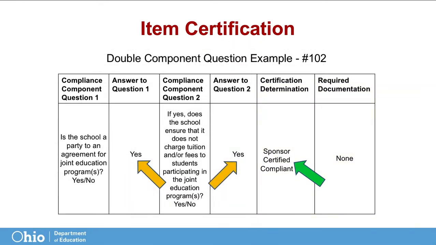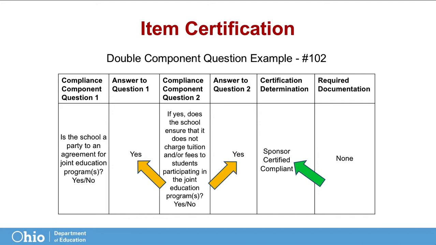Now let's take a look at how the certification worksheet works if there are two compliance component questions associated with one item. We will use item 102 as an example. In this case, the first compliance component question will typically determine the applicability of the item for the sponsor or school. In this case, you will answer both questions.